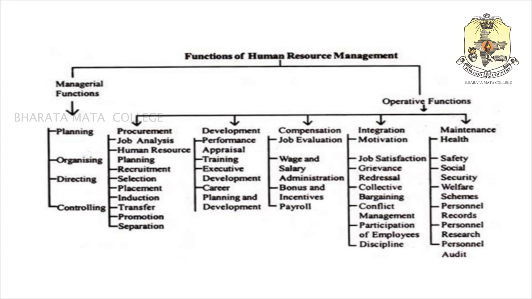The compensation function consists of salary and payroll administration, bonus and incentive management, etc. Integration function means integrating the different functions of the organization. That means participation management, collective bargaining, etc. And the last function is maintenance function. Social security, safety, employee welfare, all these come under maintenance functions of human resource management. So all these 5 functions are collectively called operational functions. In these functions, we must understand performance appraisal is a part of the developmental function of human resource management. So we will move to the concept of performance appraisal.